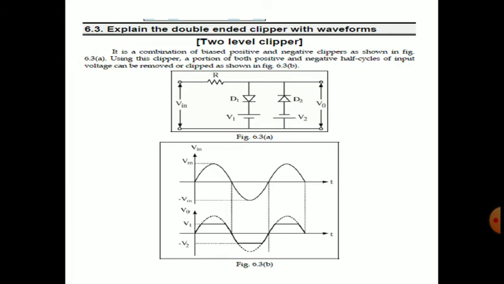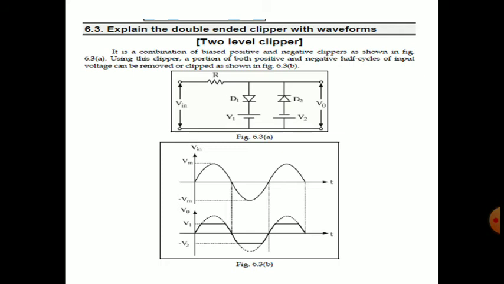And now the condition V input greater than minus V2. The diode D2 will be short circuit and V2 will be there, which is parallel to D1 V1, and we can replace D1 V1 with V2. We will get the next level, that is minus V2, during the negative half cycle of this input waveform, which is the portion greater than minus V2.